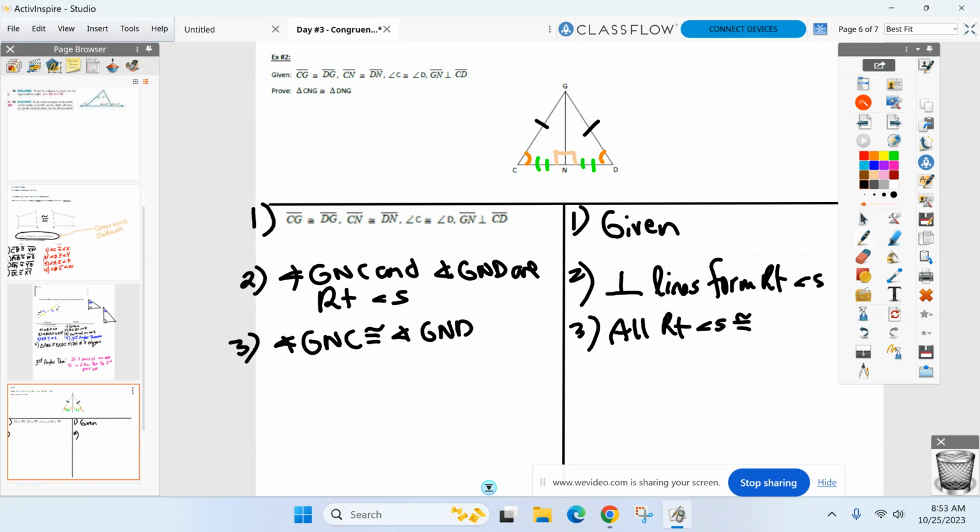Everyone look at your proof now. How many angles are congruent now? How many angles do you have congruent now? 2. So that means I got one more pair to prove. How am I going to do that? Come on. You have 2 pair already congruent.